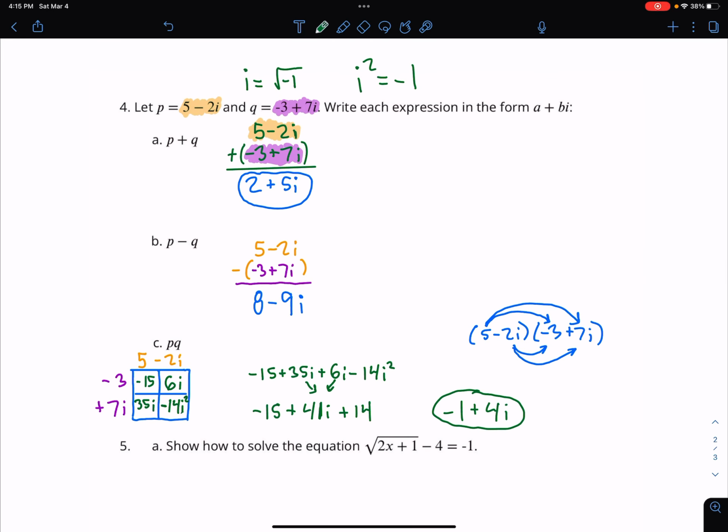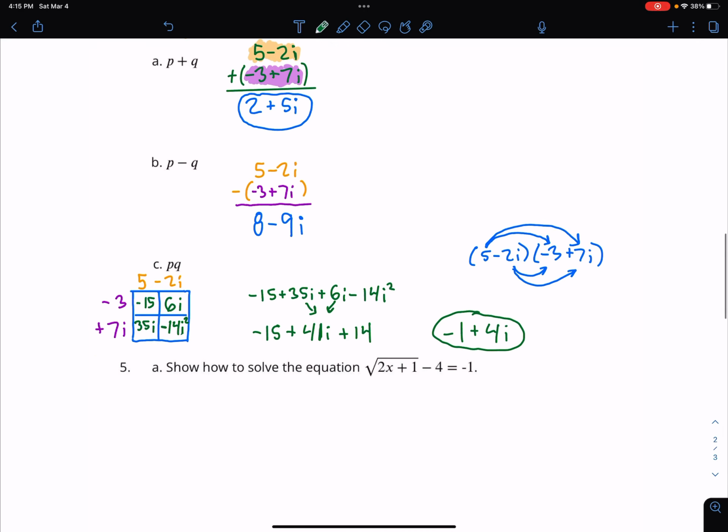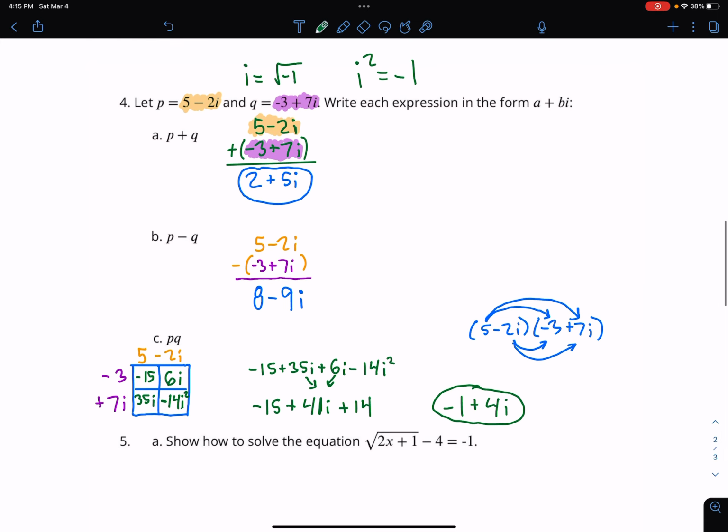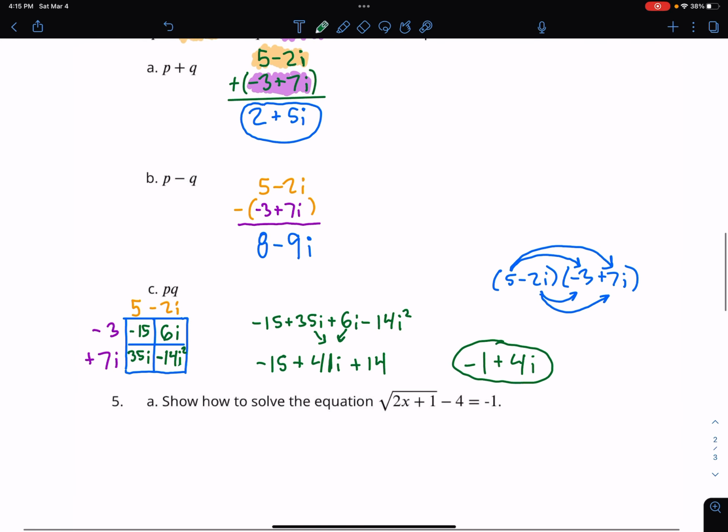Add those two binomials up, subtract one binomial from another binomial, multiply them both together. Be really careful with those positives and negatives, and remember that i squared equals negative 1. There you go.